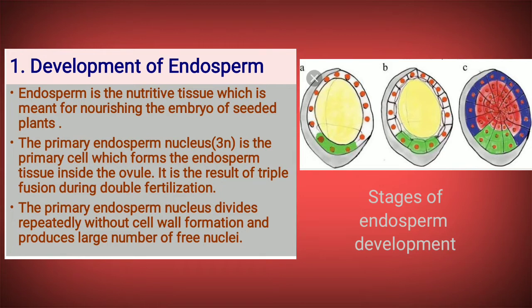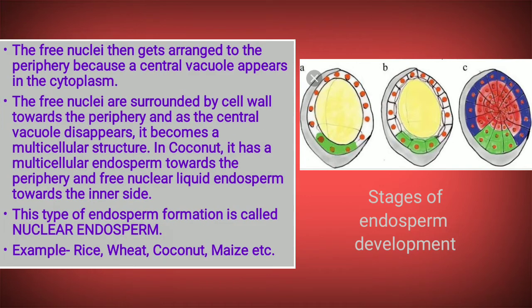And these nuclei get arranged near the periphery of the ovule because of the presence of the central vacuole. As the central vacuole gradually enlarges in size from the center, the free nuclei get arranged towards the ovule wall.